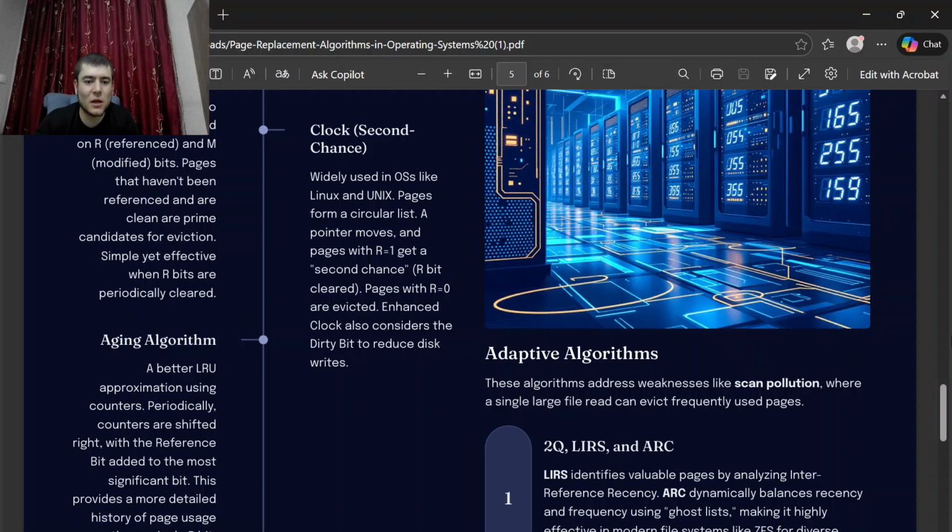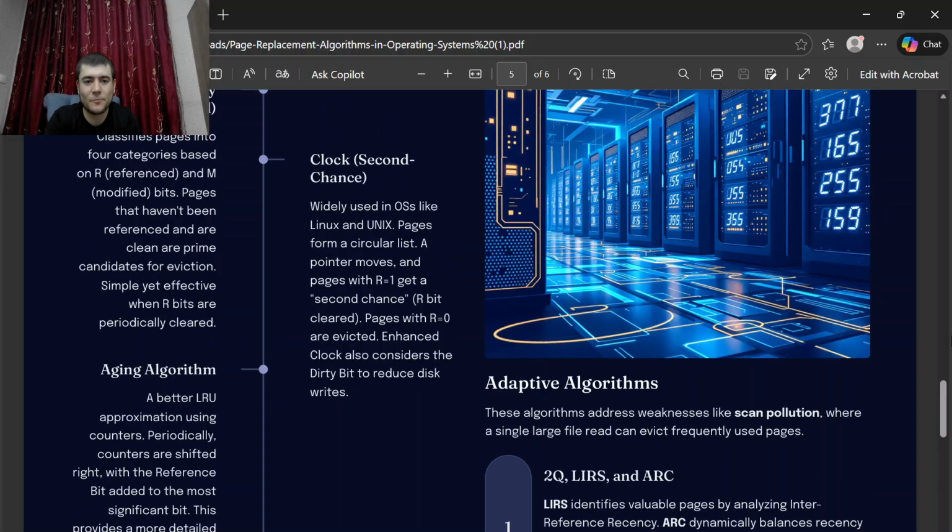Aging algorithm, a better LRU approximation using counters. Periodically, counters are shifted right, with the reference bit added to the most significant bit. This provides a more detailed history of page usage than a single R bit.